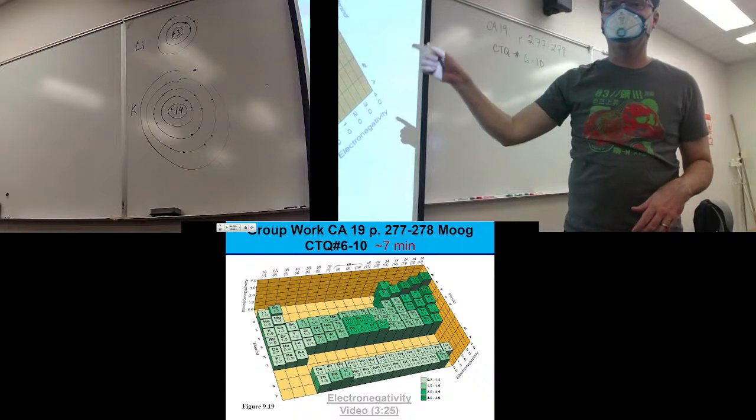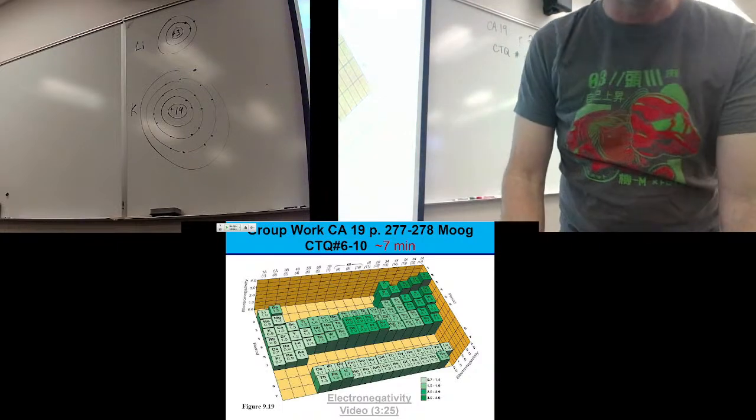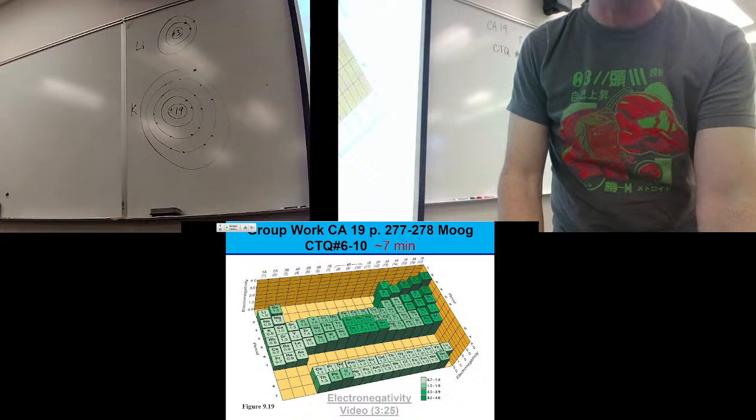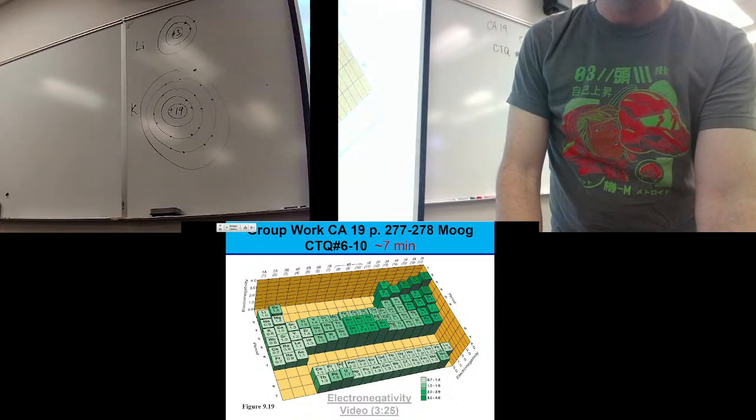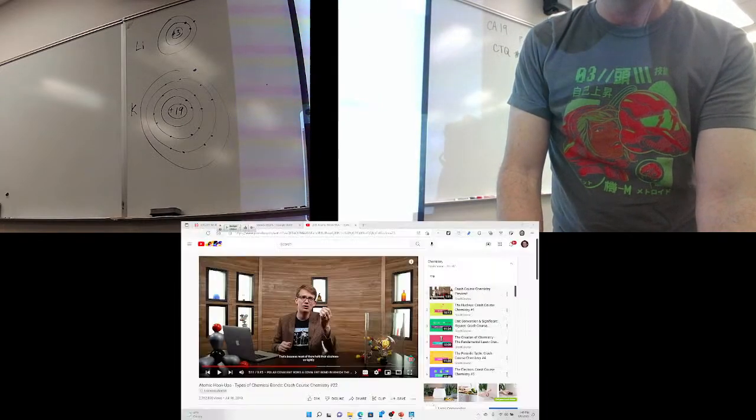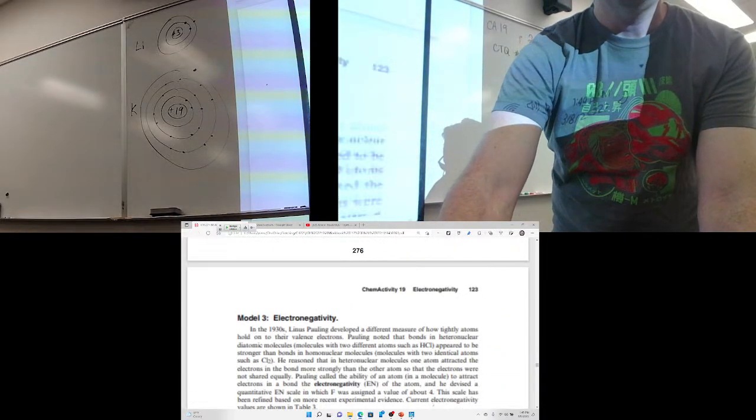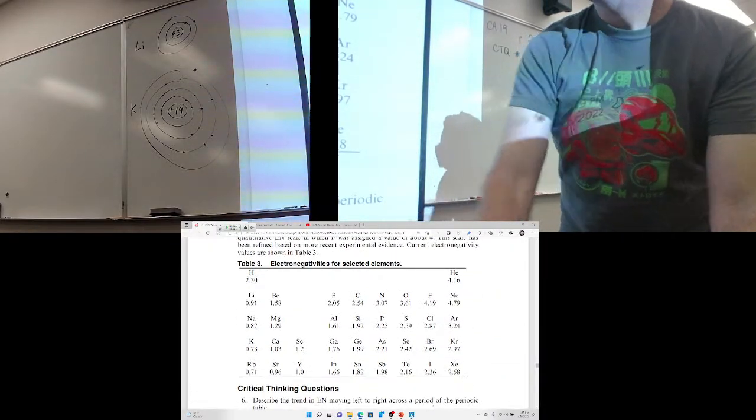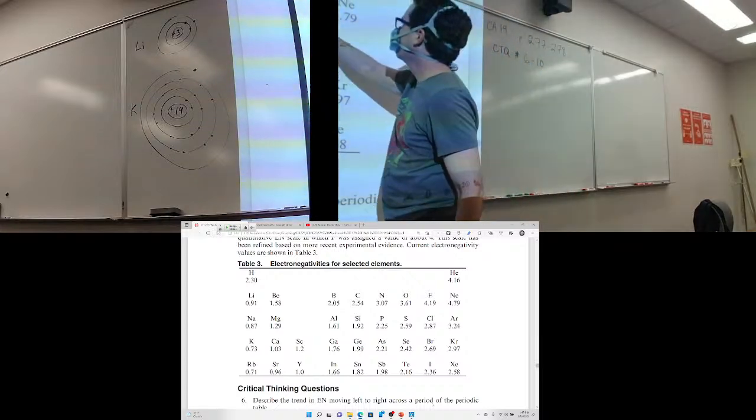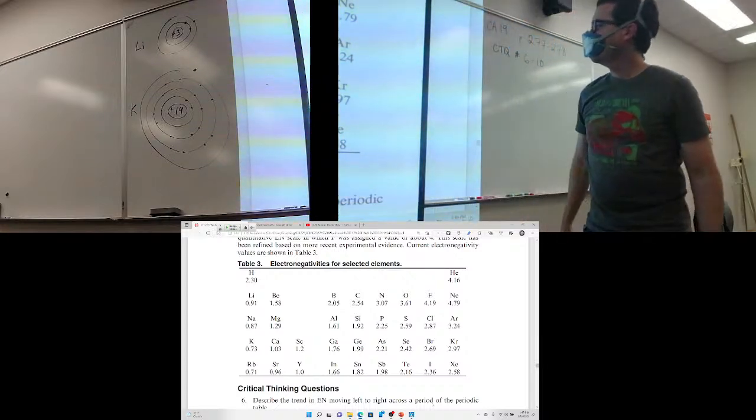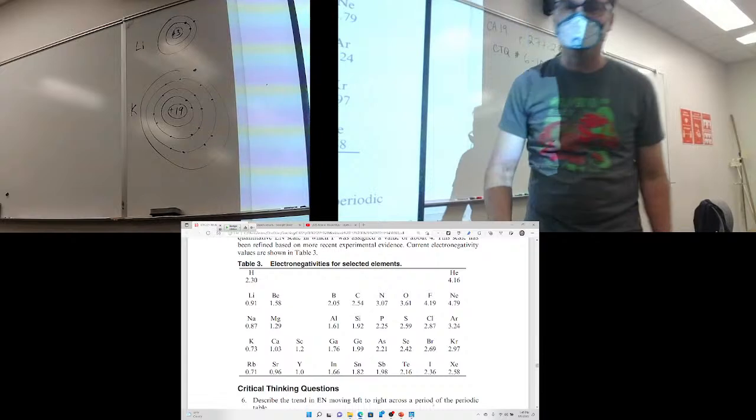And yeah, you're going to be using not this one, although you could use this one, it would just get different numbers. Notice the fluorine here. It's not 4. Plus they've got the noble gases. Anyway.